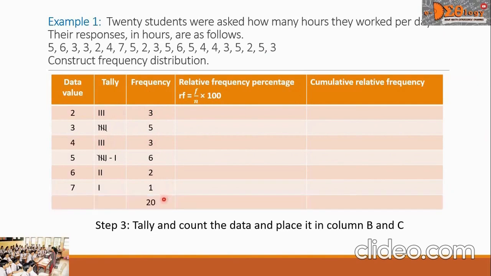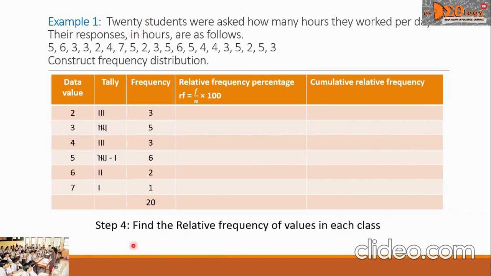And then we will take the total, and this is now equal to 20. This 20 must be the same as how it is described in our problem. So it's written here 20 also.